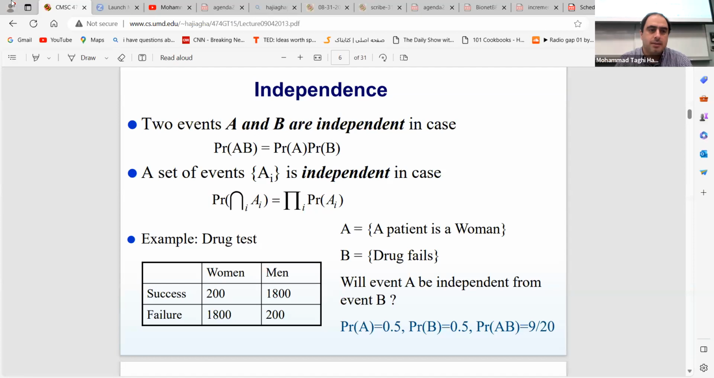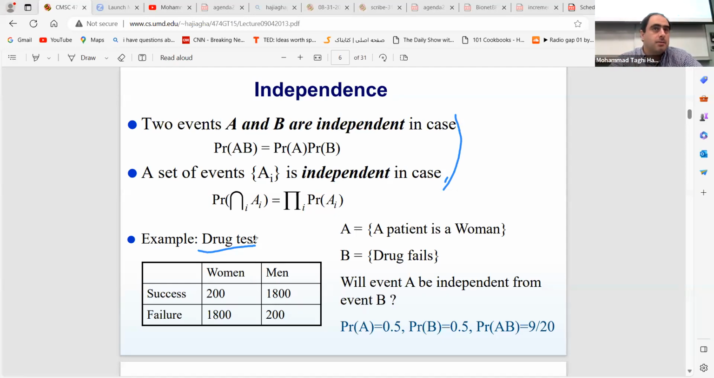So let's see some examples here. This is the two definitions that we already discussed: independence, and more generally, if there are more than two sets, they are independent. So consider this example, a drug test example.